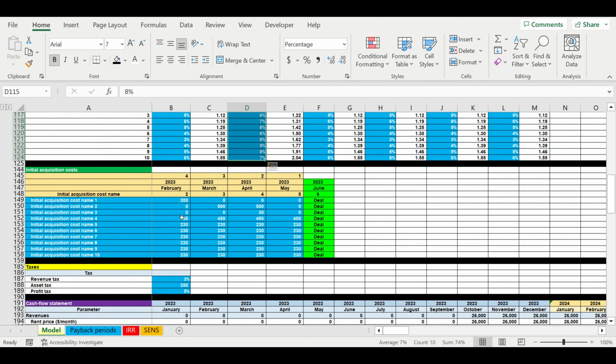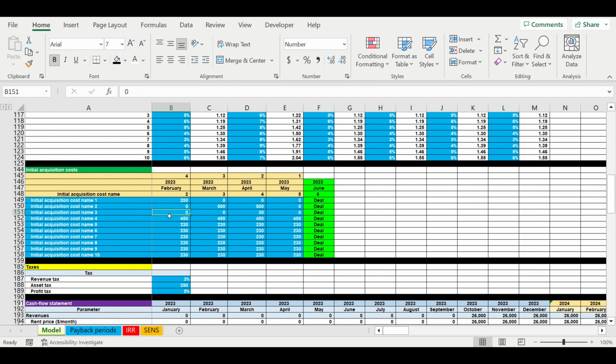Then we specify initial acquisition costs, everything but purchasing. So we may have some extra investment costs during the investment stage. This is not the price that we're paying when we buy the house or an apartment, but we may also have some advertising costs.